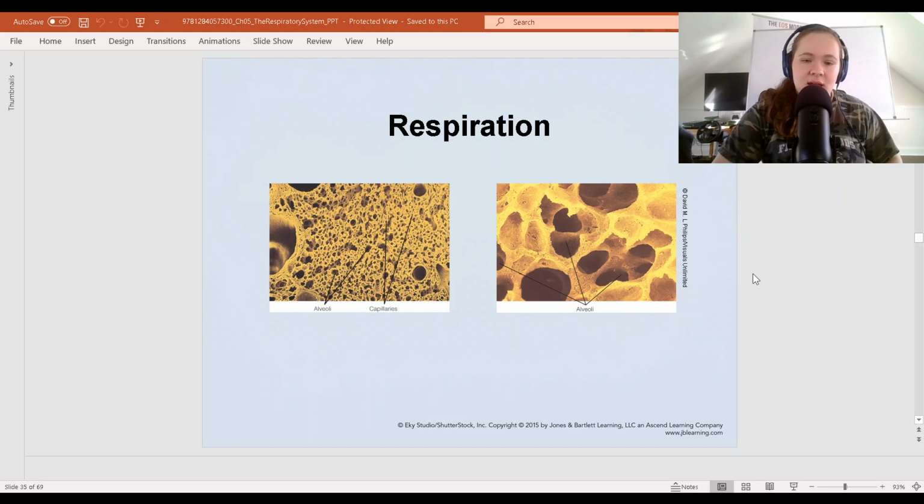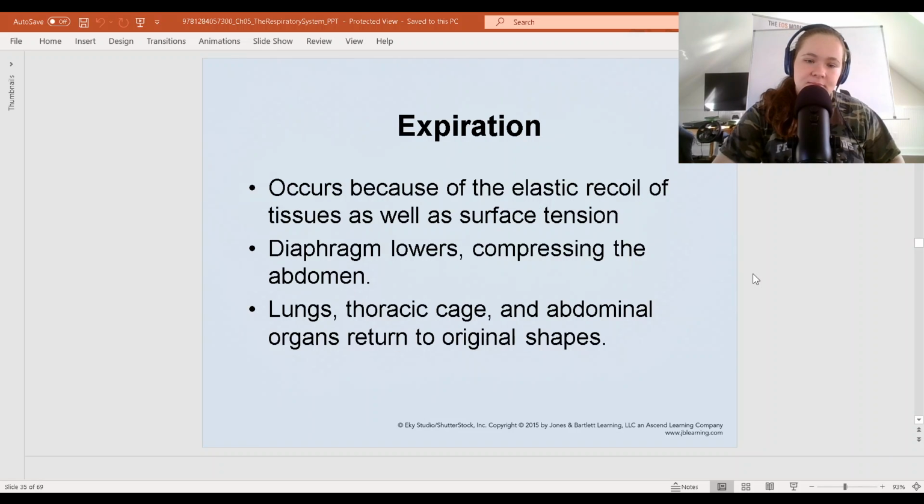And I kind of joke around and say alveoli kind of look like sponges, which they do. And they soak up the gases. Expiration occurs because of the elastic recoil of the tissues as well as surface tension. Diaphragm lowers, compressing the abdomen. Lungs, thoracic cage, and abdominal organs return to their normal shape.